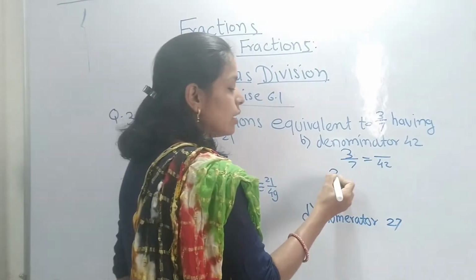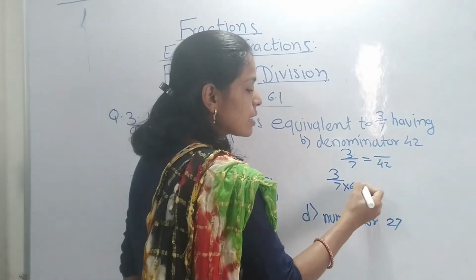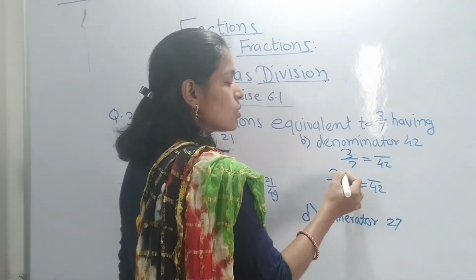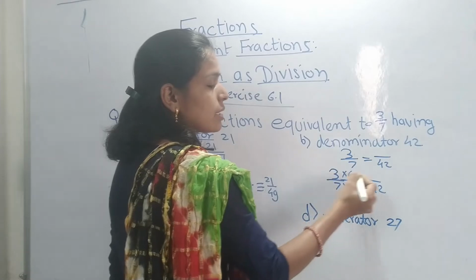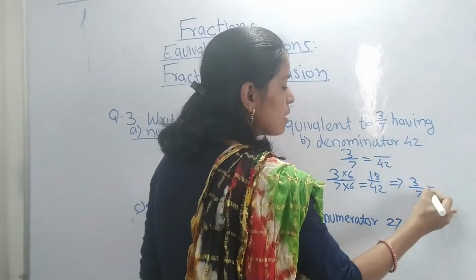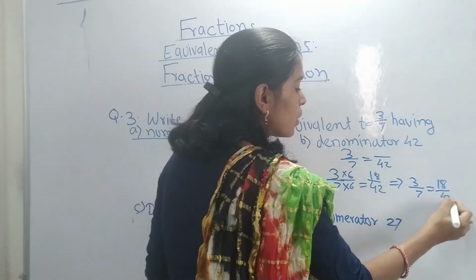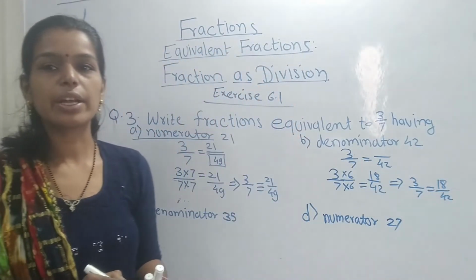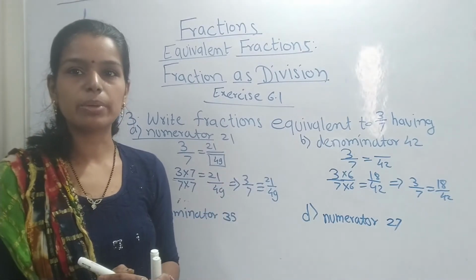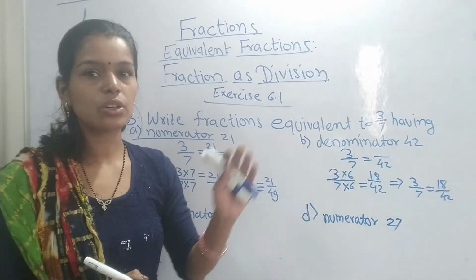See here 3 upon 7. 7 6s are 42 is there. So, also multiply 3 by 6. 3 6s are 18. So, what will imply? 3 by 7 is equivalent to 18 upon 42. In this way, you can find out the equivalent fraction if any of the numerator or denominator is known.